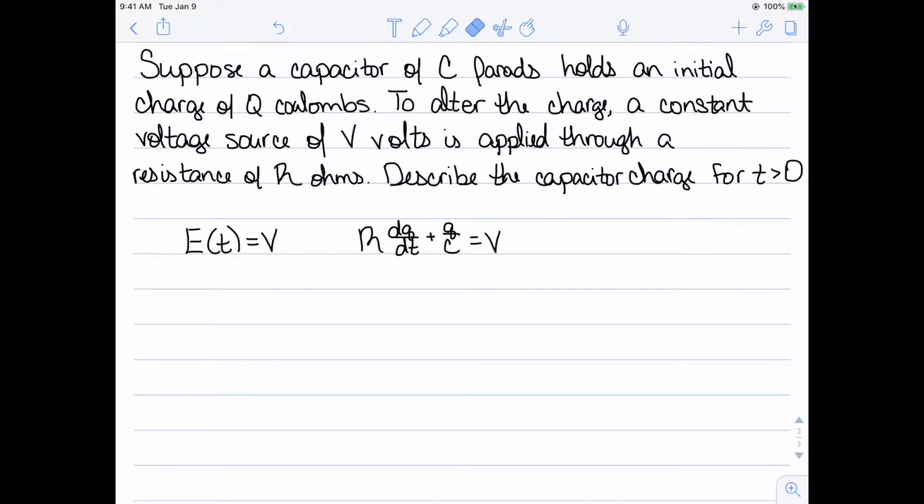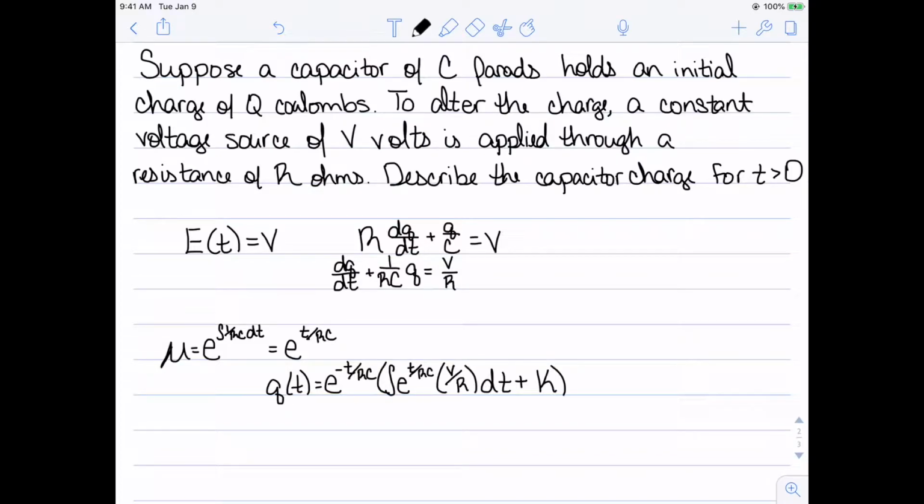Sticking into the formula that we just talked about, we have R times dq/dt plus Q over C is equal to V. So this is a linear differential equation. Moving it to standard form gives me dq/dt plus 1 over RC Q is equal to V over R. Our integrating factor is then mu is equal to e to the integral of 1 over RC dt, or e to the t/RC.